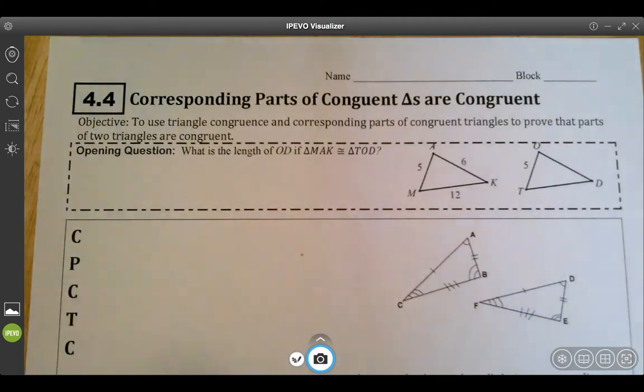Welcome to the Chapter 4 Part 2 video. We'll be talking about 4.4, 4.5, and 4.6.